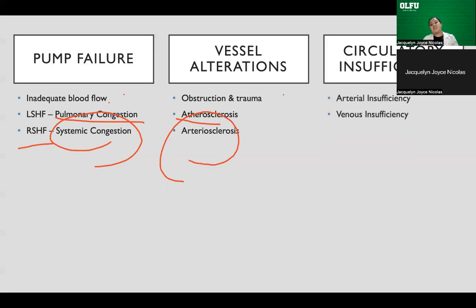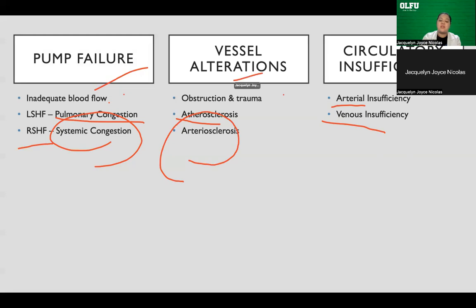Sa circulatory insufficiency, when we talk of insufficiency, it's not enough. It could be problems with the arteries. So there is arterial insufficiency, hindi enough yung blood na na-flow doon ni artery. Or it could be venous insufficiency. Ibig sabihin, the veins can't push the blood back to the heart. Okay, so again, both of them, there will be problem when it comes to them carrying out their responsibility.